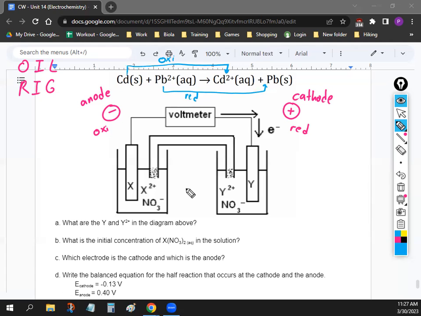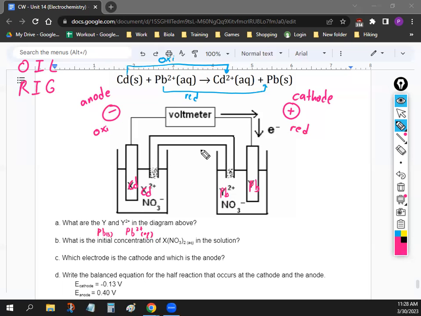Obviously that means the other one is going to be reduced. Just by knowing this, we can figure out most of the problem. We know that on this side, the oxidizing side, this is Cd, and then we have Cd2+, which means that our answer for Y is Pb, lead. So for part A, Y is Pb solid, and Y2+ is Pb ion, aqueous. Easy, right? Galvanic cells are so easy. Super easy. This is boring.